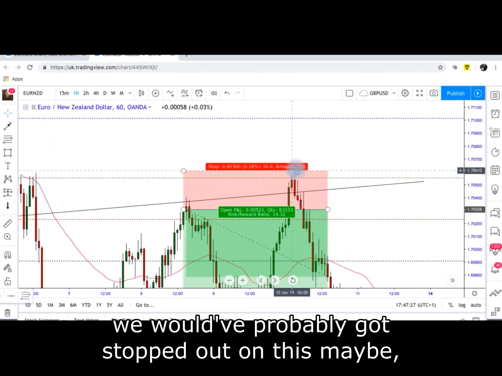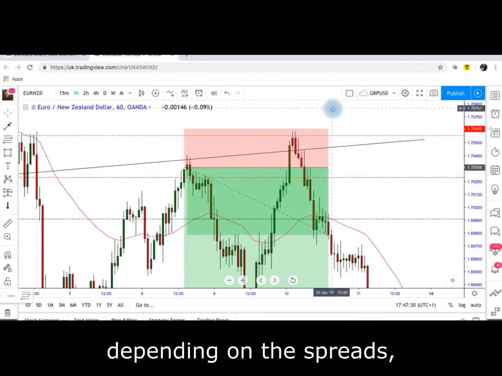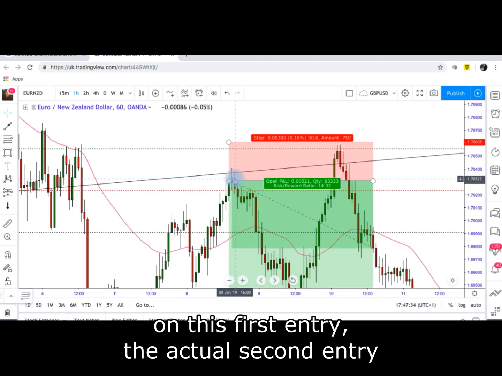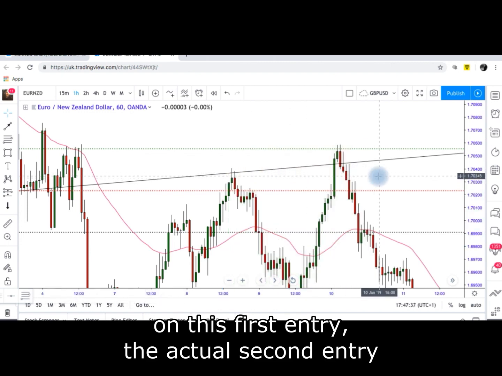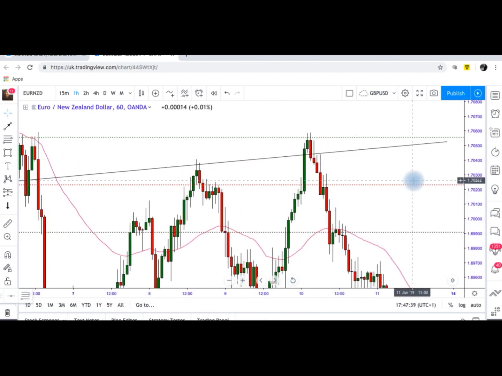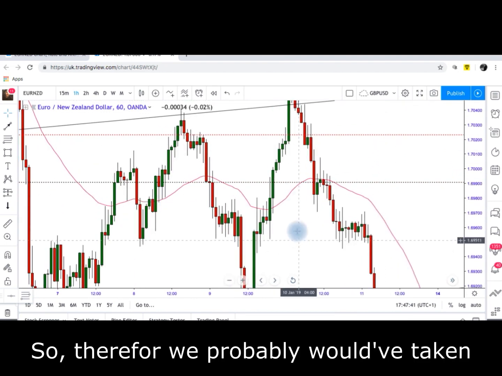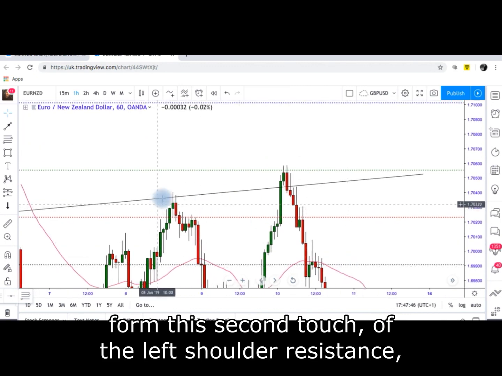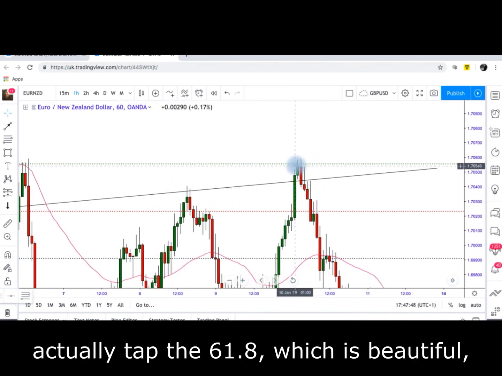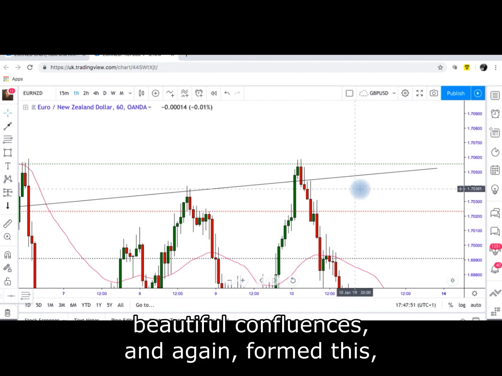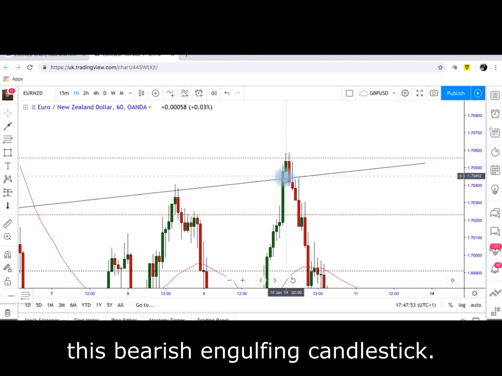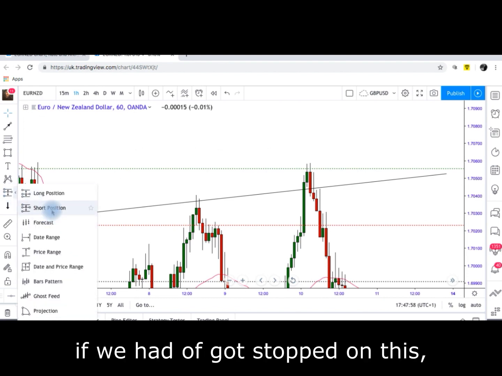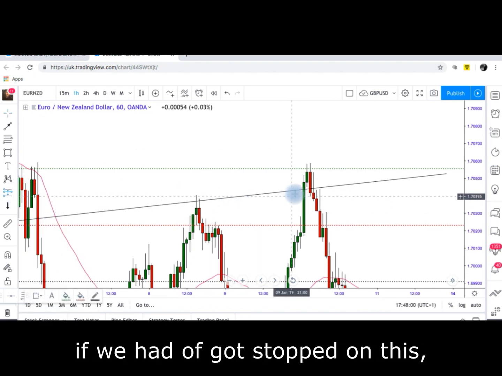Now, this was extremely close. We would have probably got stopped out on this, maybe, depending on the spreads. But if we had been stopped out on this first entry, the actual second entry could have even been a better entry. So therefore, we probably would have taken 50% of our trade off here, come back up, from this second touch of the left shoulder resistance, actually tapped the 618, which was beautiful, beautiful confluence, and again formed this bearish engulfing candlestick. So this would have been our second entry if we had got stopped on this.